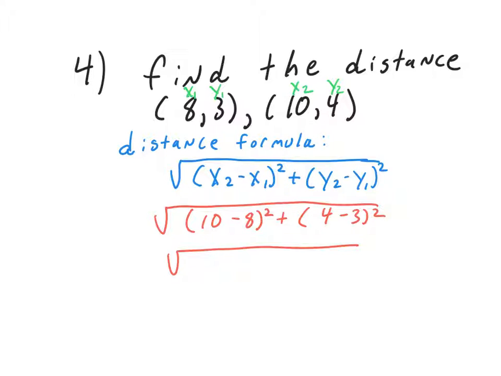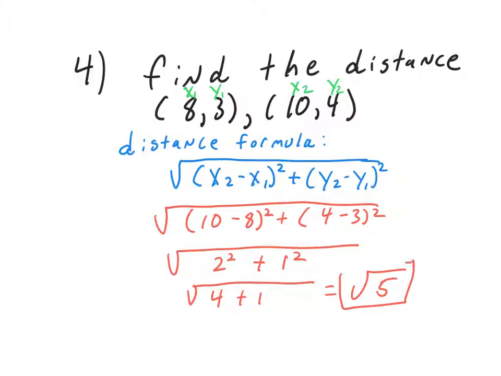And then we end up with 10 minus 8, which is 2. And then 4 minus 3, which is 1. So it's going to be 4 plus 1, which is equal to square root of 5. And that is our answer.